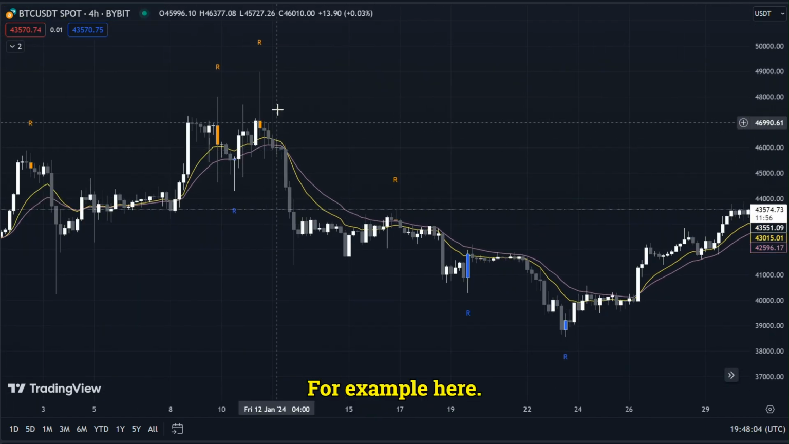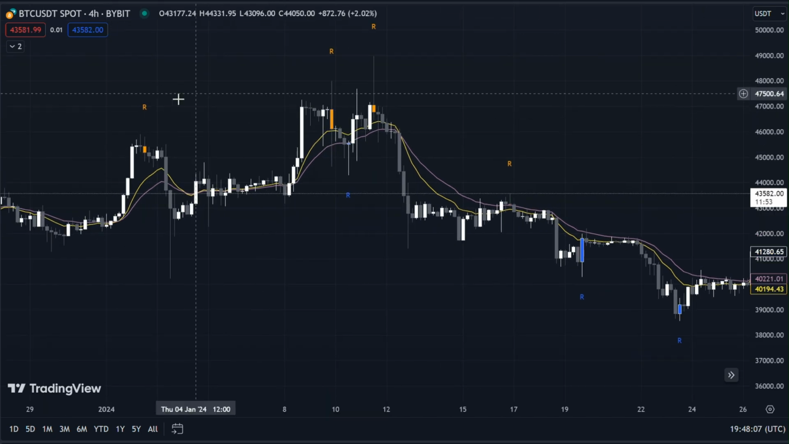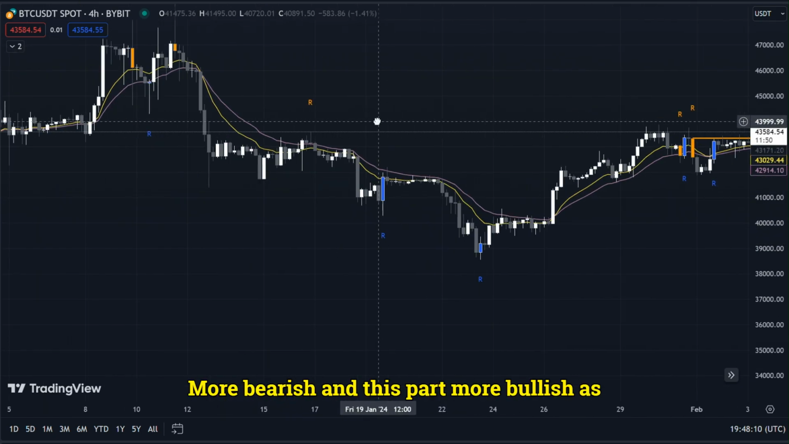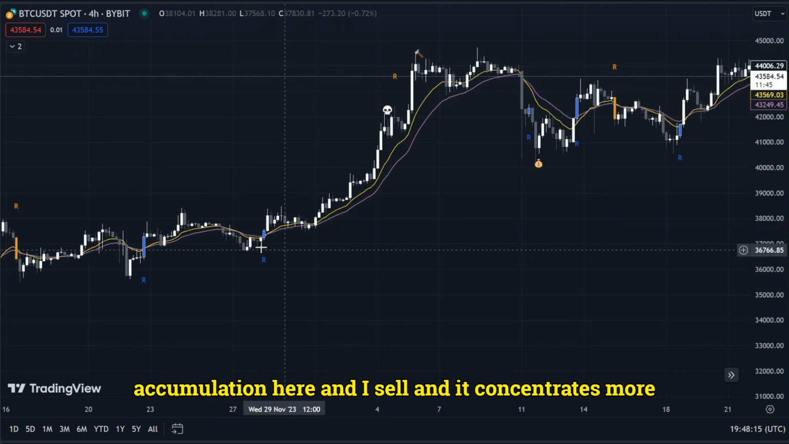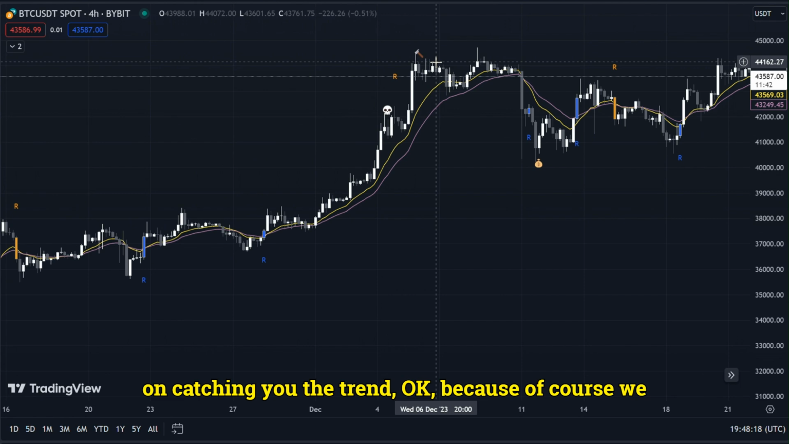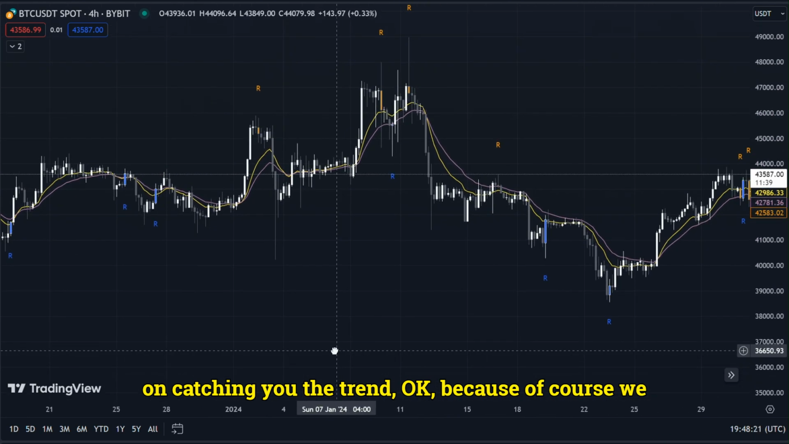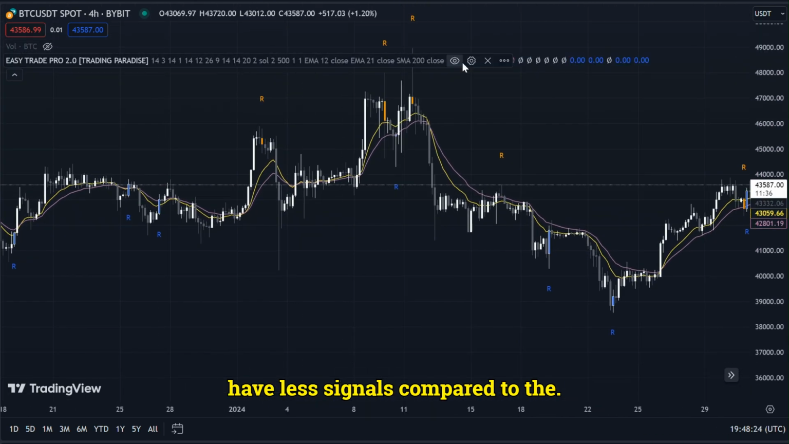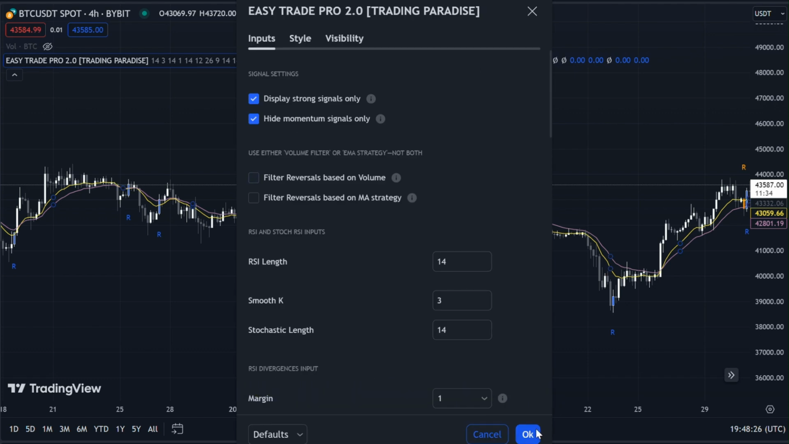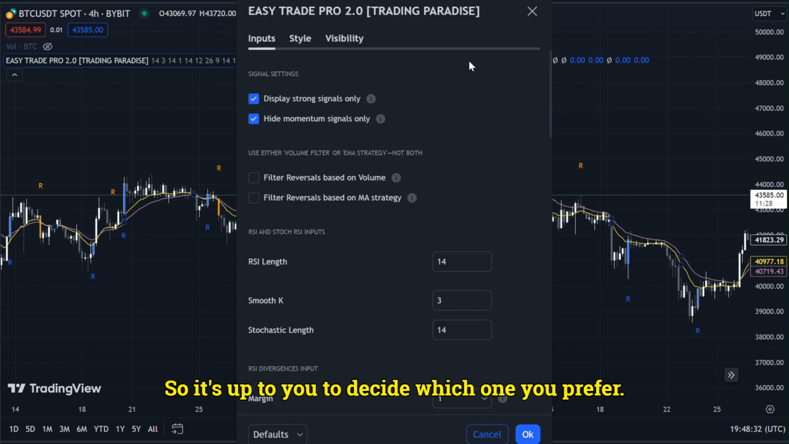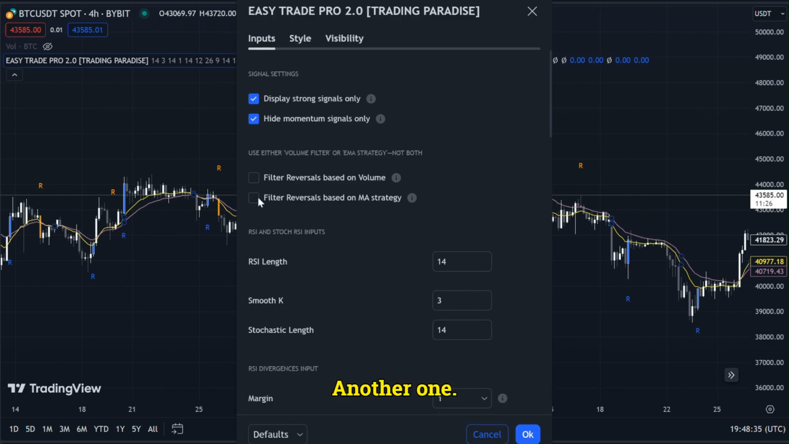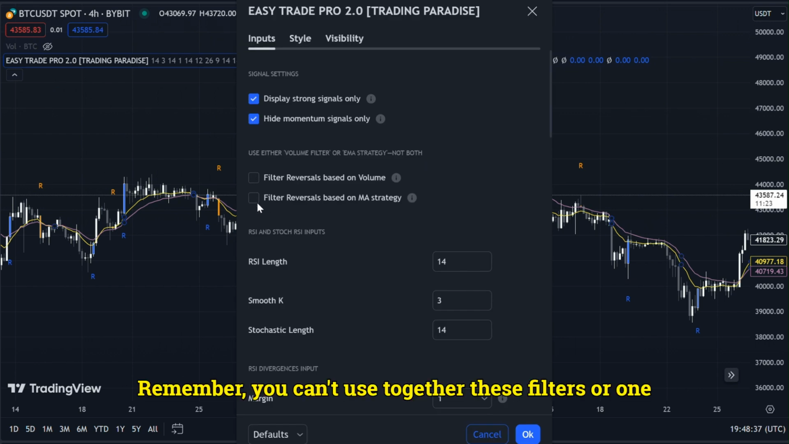For example, here more bearish, and this part more bullish as accumulation. Here a nice sell, and it concentrates more on catching you the trend. Okay, because of course we have fewer signals compared to the version without filters, as you can see. So it's up to you to decide which one you prefer. Another one, remember, you can't use this filter together, it's one or the other.